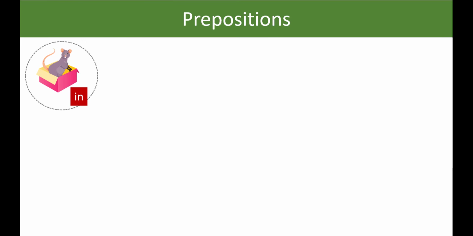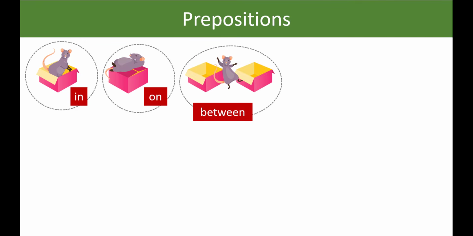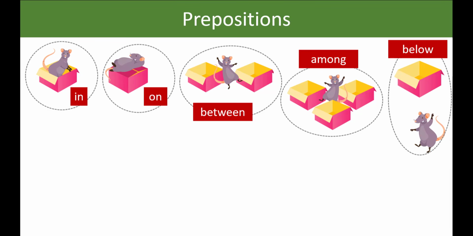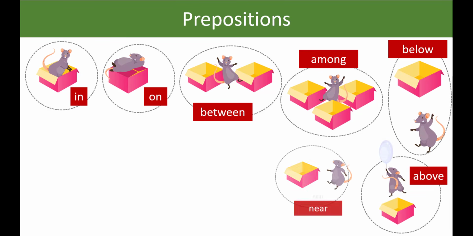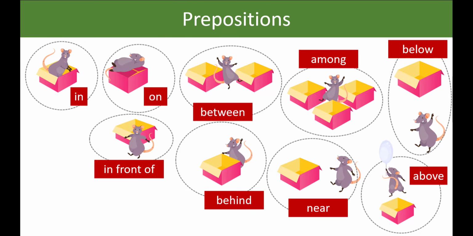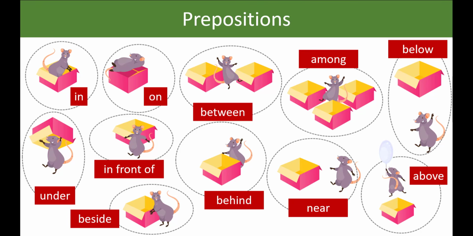So look at these examples. In a box, on a box, we've done those. But between boxes, among boxes, below a box, above a box, near a box, behind a box, in front of a box, beside a box, and under a box. So you can see that prepositions are commonly used for telling us where things are.